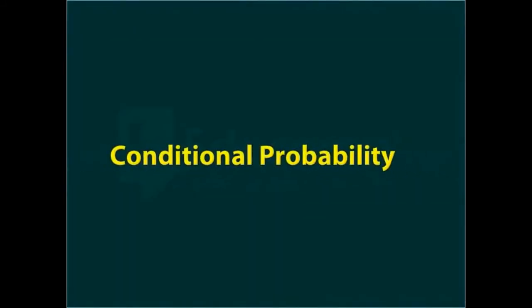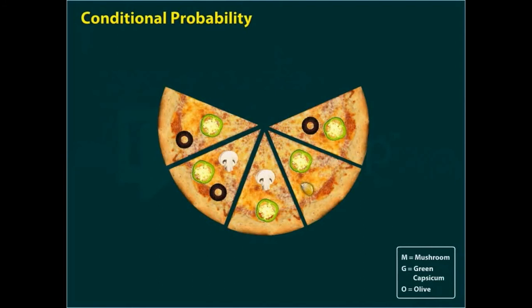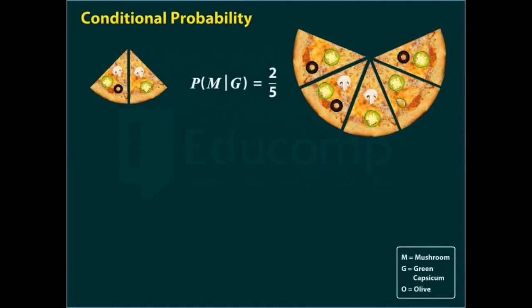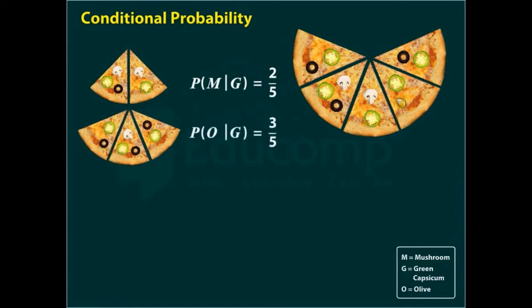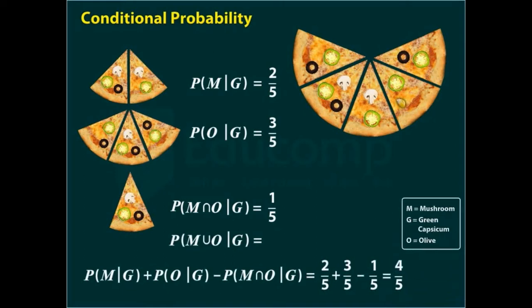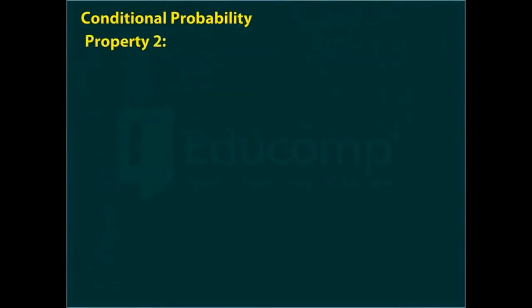Next, we will discuss the second property of conditional probability. The probability of slices with mushroom, provided that the slices are with green capsicum, is 2 by 5. The probability of slices with olives, provided that the slices are with green capsicum, is 3 by 5. The probability of a slice with mushrooms and olives, provided that the slice is with green capsicum, is 1 by 5. The probability of slice with mushroom or olives, provided that the slice is with green capsicum, is 4 by 5. We are now ready to define property 2.